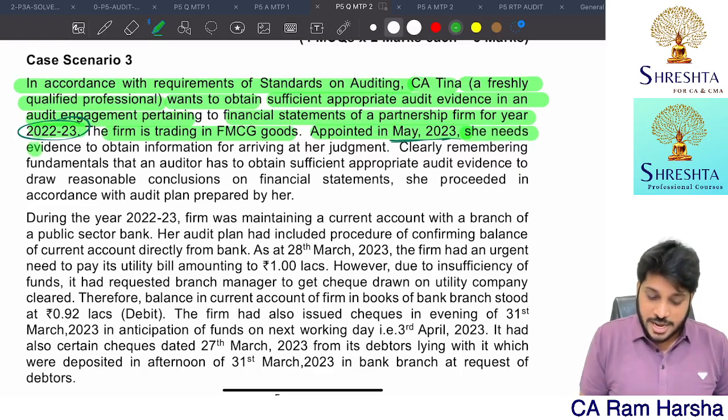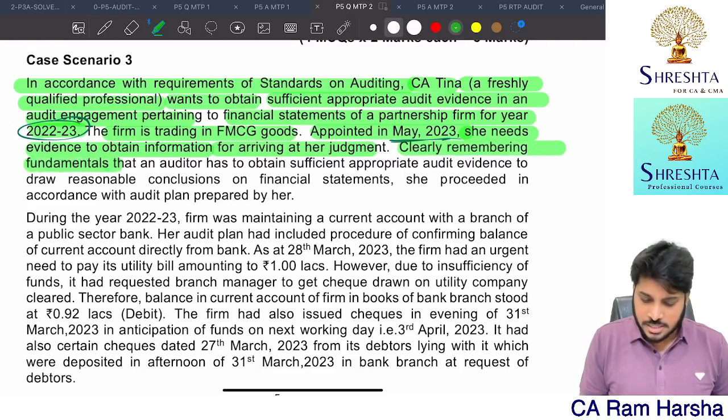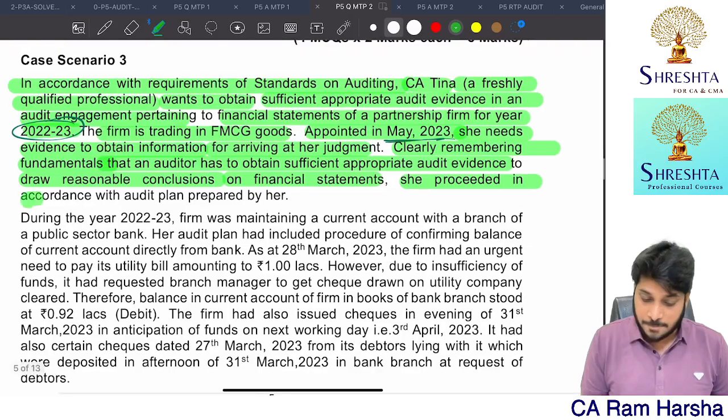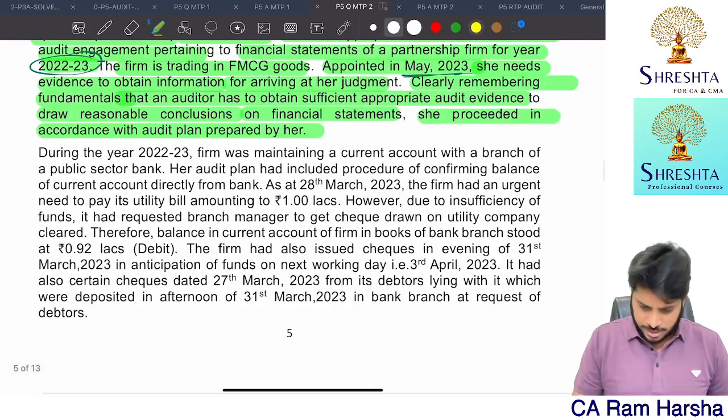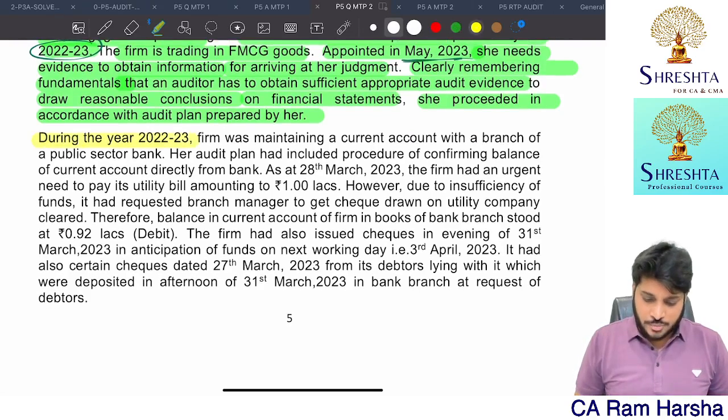Fine. She needs evidence to obtain information for arriving at her judgment. Clearly remembering fundamentals that an auditor has to obtain sufficient appropriate evidence to draw reasonable conclusion on the financials, she proceeded in accordance with an audit plan prepared by her. During the year 22-23, the firm was maintaining a current account with a branch of a public sector bank. Her audit plan had included procedure for confirming balances of current account directly from the bank.